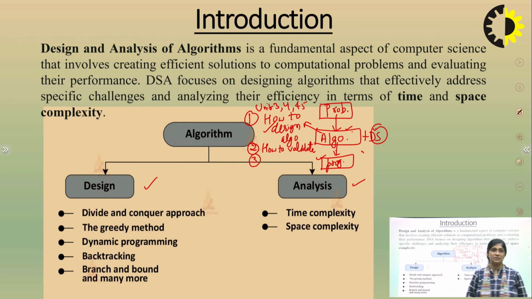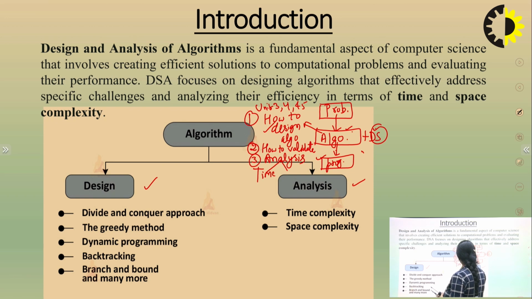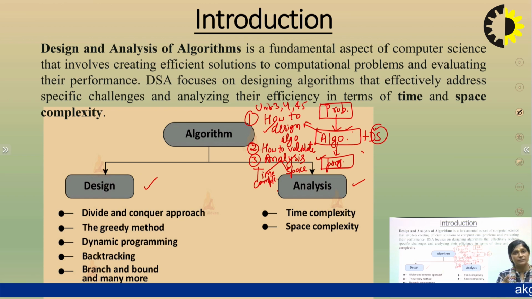And the third question is, after designing the algorithm, you have to check the time and the space the algorithm is taking to run. For that, you have to do the analysis. And analysis can be done in 2 parts. You have to find the time complexity and you have to find the space complexity.